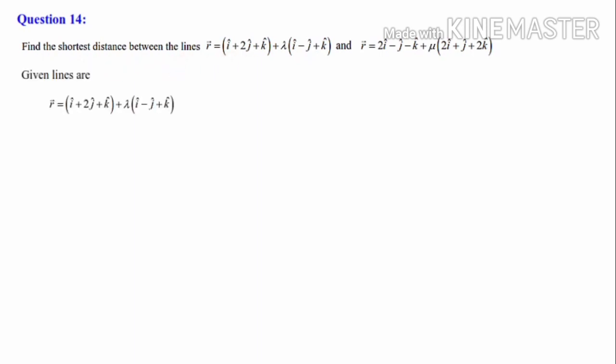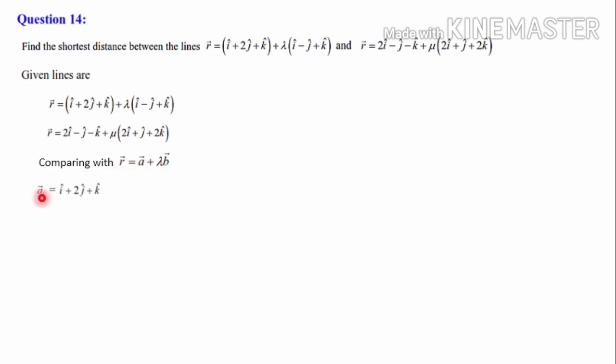So we have to write the given lines. The first line is written and the second line also we have copied. Then we have to compare it with vector r is equal to a plus lambda b. It is quite clear that it is in the form a plus lambda into b. So we are comparing with the general point parallel form, vector r is equal to vector a plus lambda b.